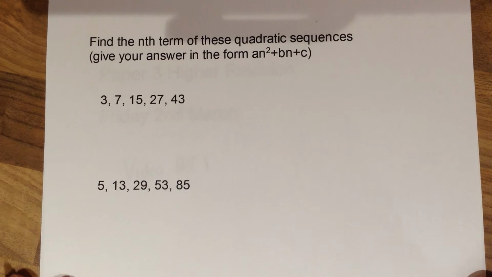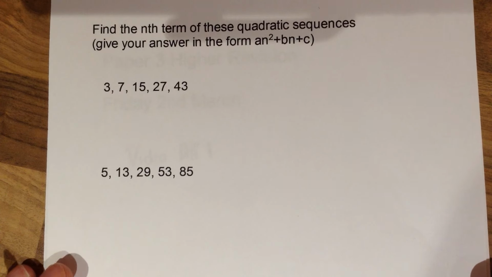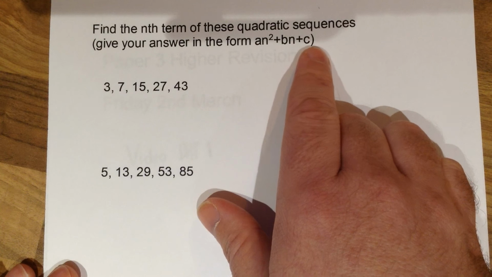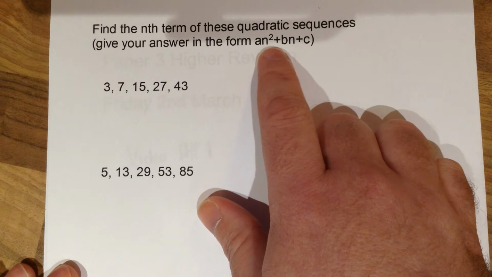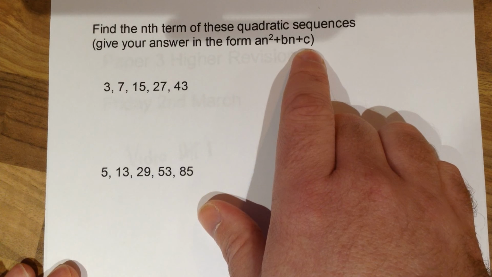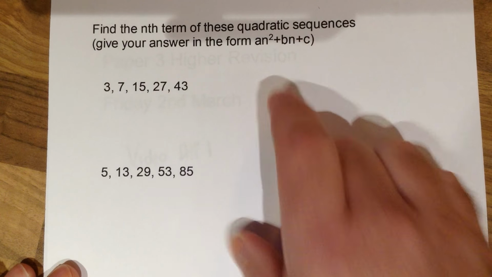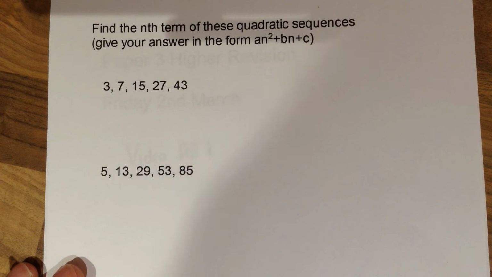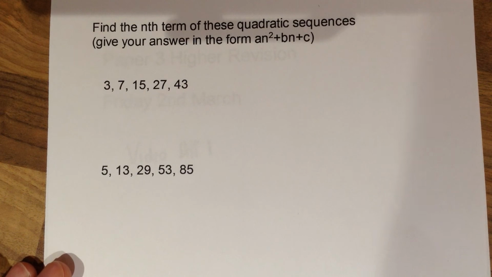Now we've got two examples here. We're going to use the exact same method for both. The final goal is that we're going to have some form of nth term where we've got an n squared, n, and a number at the end, where a, b and c are going to be the numbers that we're going to try and find in the process.